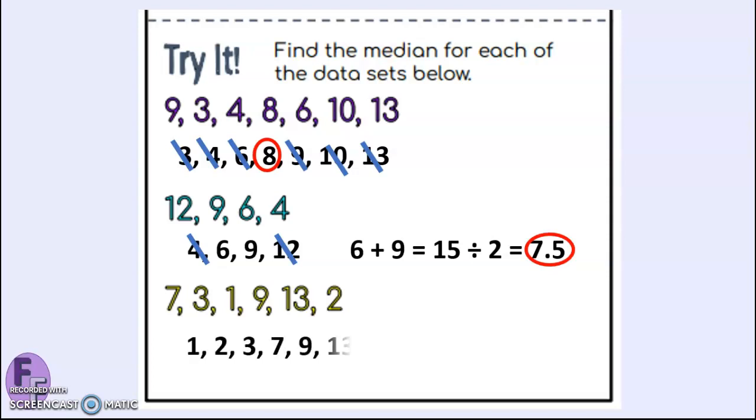List the numbers in order from smallest to largest. Cross off numbers from both sides. We have 2 numbers in the middle, so we will add the numbers together and divide by 2 for a median of 5.